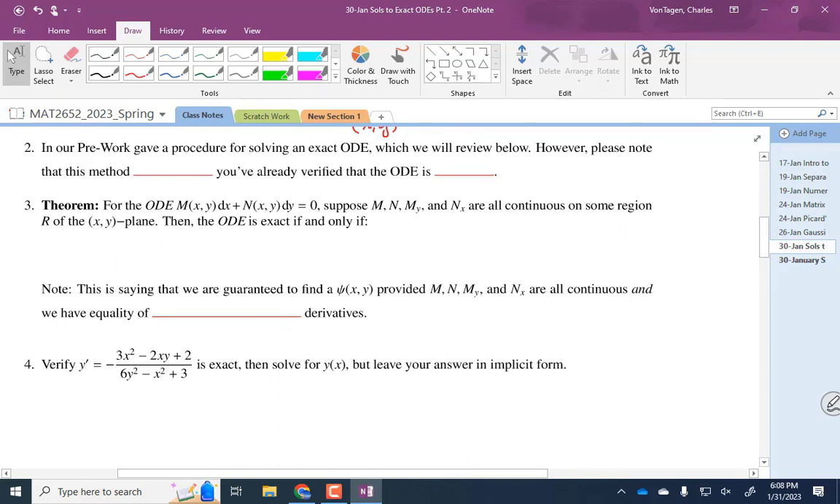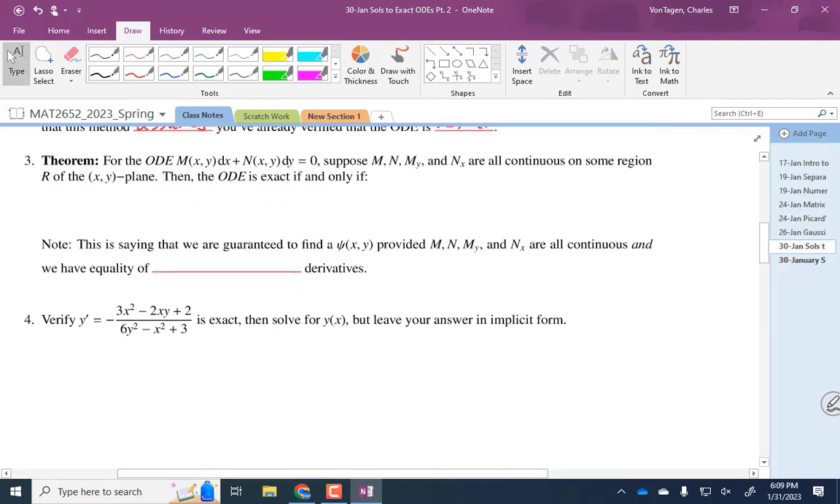All right, in our pre-work we gave a procedure for solving the exact ODE, which we'll review in just a second. Please know, this is something very important, folks. This happens on tests all the time. Please know this method assumes you've already verified that the ODE is exact. So you can't use this technique unless you've already said that the ODE is exact. If you think the ODE is exact and you're going to find this psi sub xy, you need to first verify that it is an exact ODE before you go further.